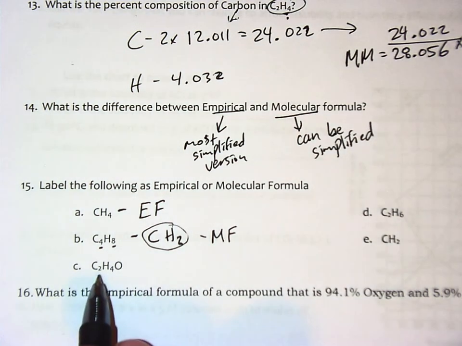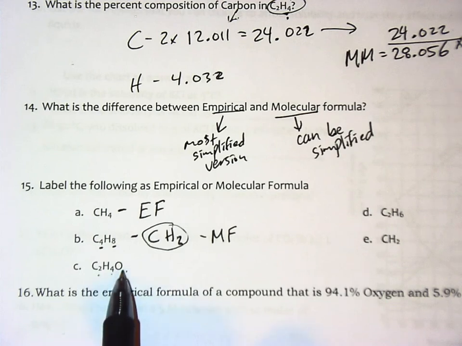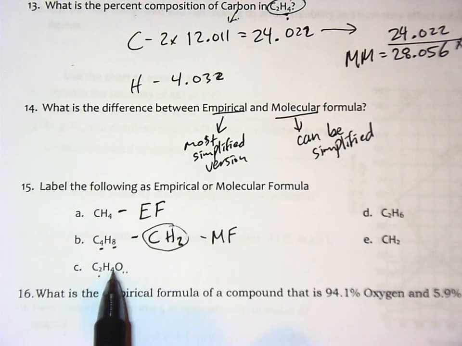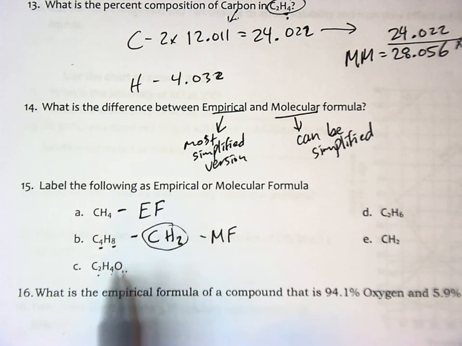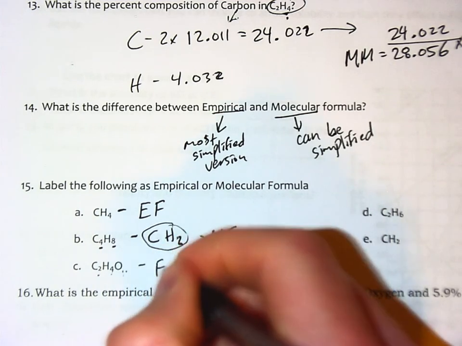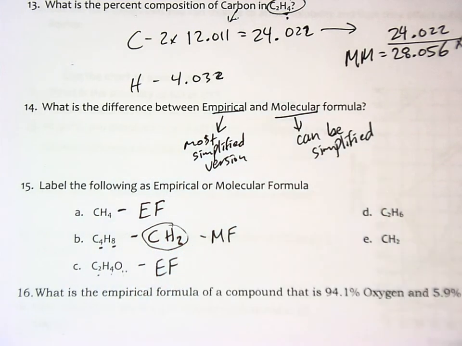C, 2, 4, and 1. I can't really simplify that anymore because oxygen is by itself. All right. So I could say 2 and 4 have common multiples, but because oxygen's there, this is the most simplified version. So it's an empirical formula.